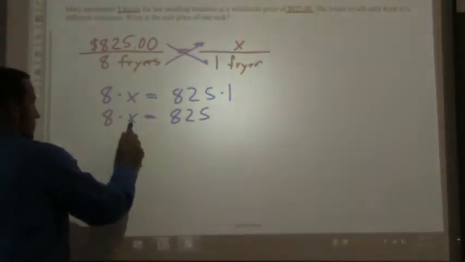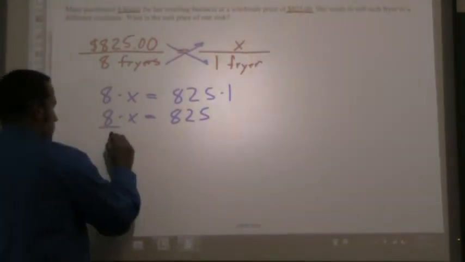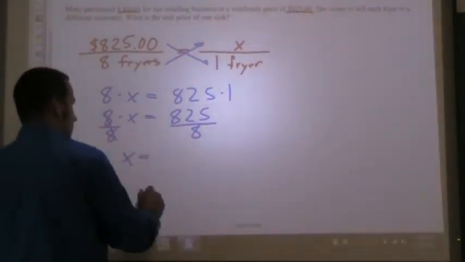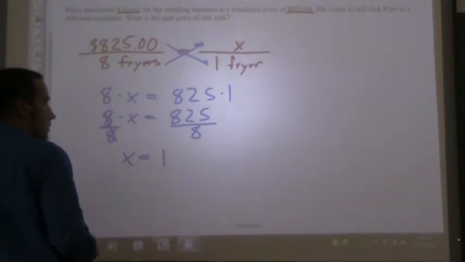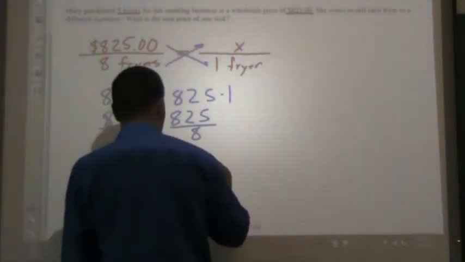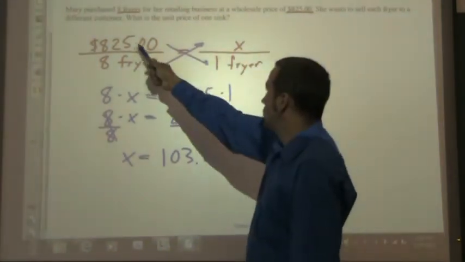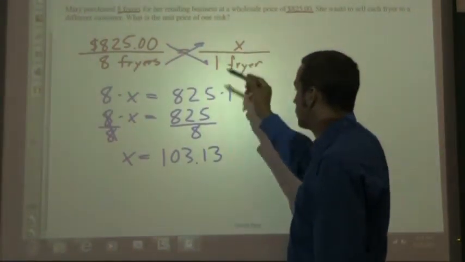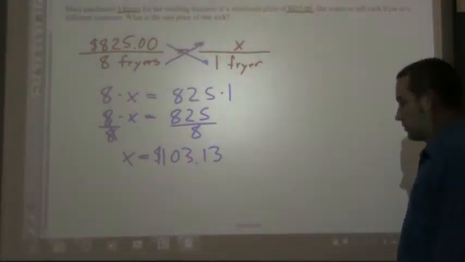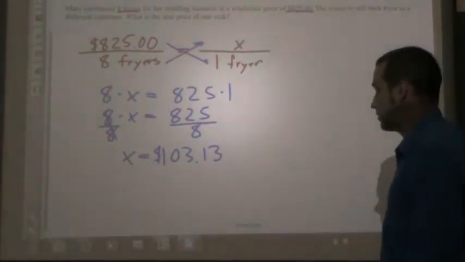Now I need to get rid of the 8 that's with this X, so I have X all by itself. So it's 8 times X. My opposite operation is to divide by 8. So we divide both sides by 8. And I get that X equals $103.13. And I know this is dollars. If I look back up here, the units in the numerator here was dollars, and the units here is going to be dollars. So now I know that each fryer costs $103.13.